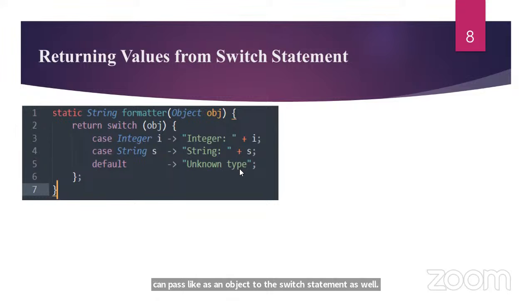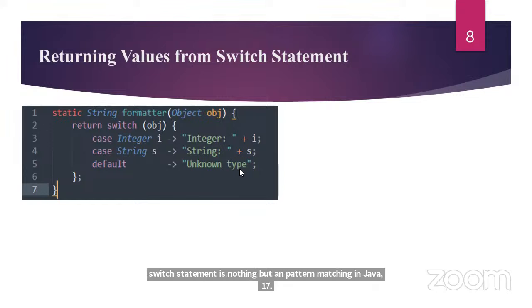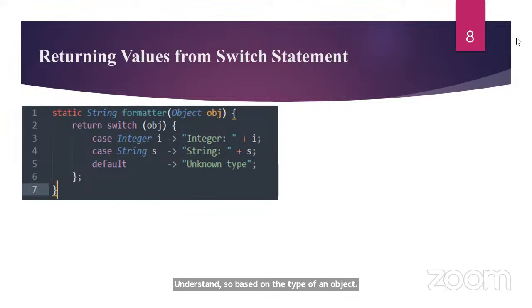That is called pattern matching. Pattern matching is nothing but passing an object to the switch statement, guys. Passing an object to the switch statement is pattern matching in Java 17. Understand? Based on the type of the object, the respective case block will get executed.